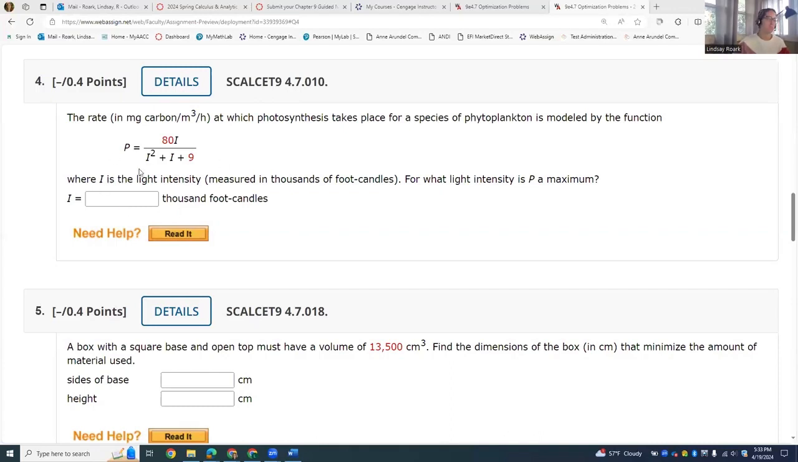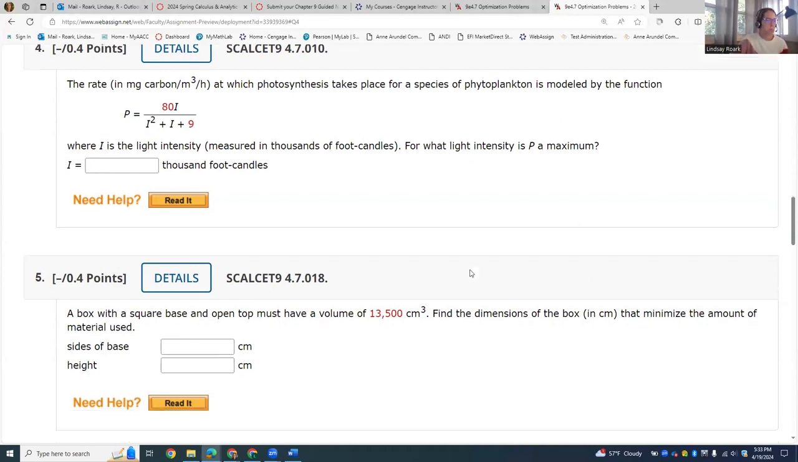So let me go back to that problem that we were looking at. Okay, so again, this one we would just say 3. That would be the light intensity, 3. So I hope that was somewhat helpful. Again, just looking through these problems.